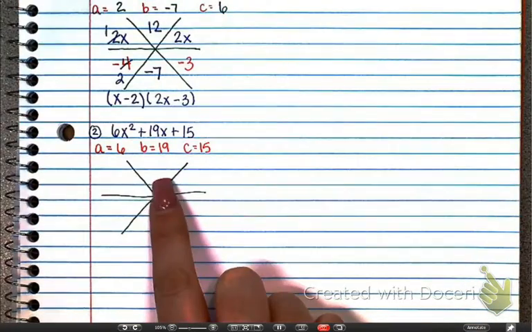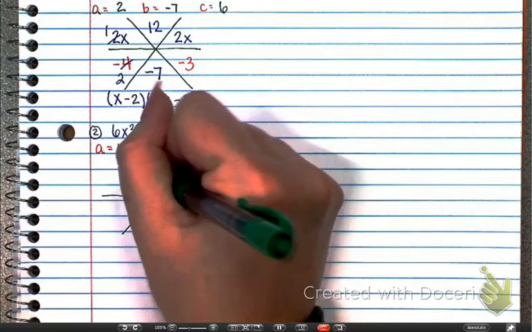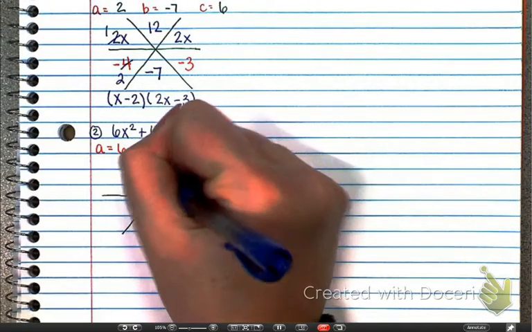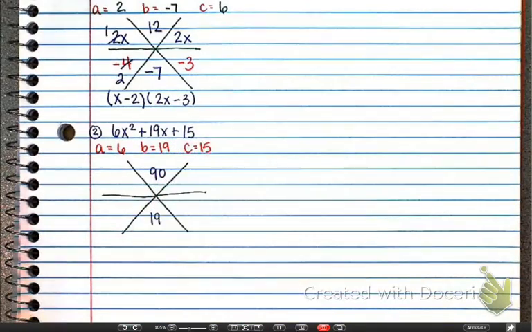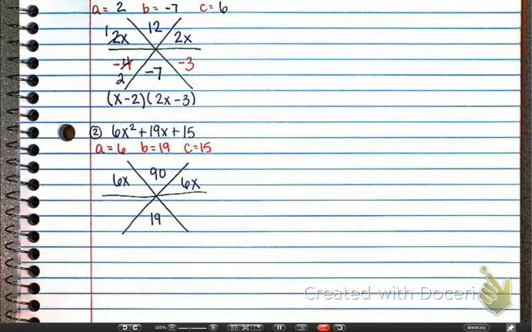Okay, so on top, 6 times 15 is what? It's a big number. 6 times 15. 90. On the bottom is 19. And then we have 6x and 6x. So again, the only math we've done right now is 6 times 15. That's it. Now I have to think of two numbers that multiply to 90 and add to 19.